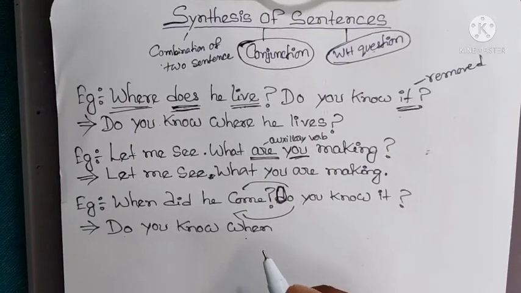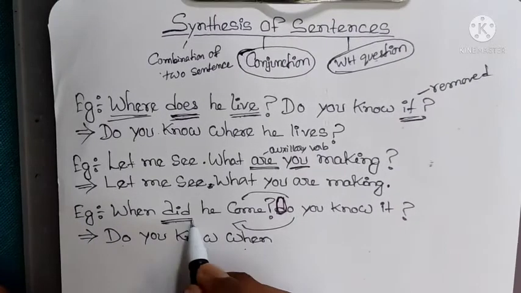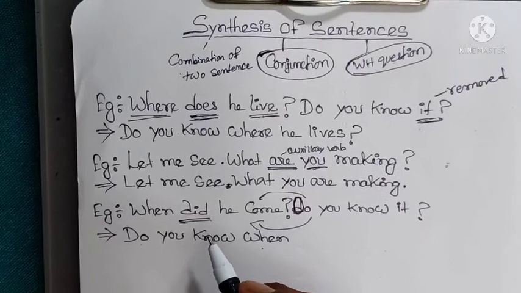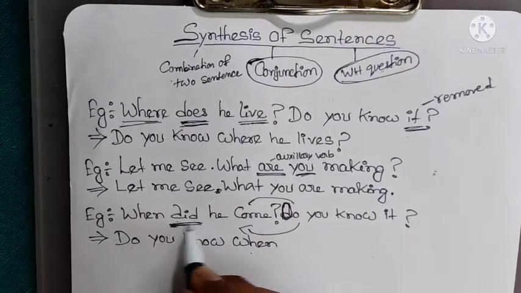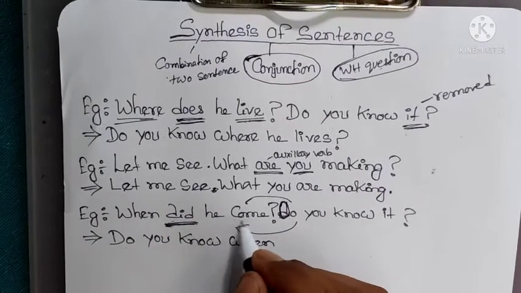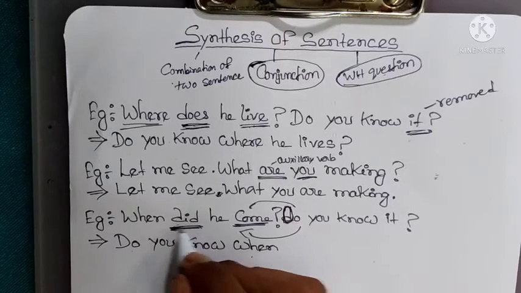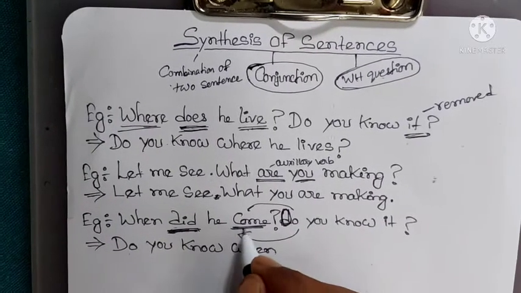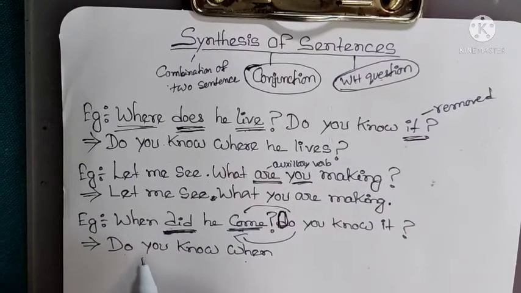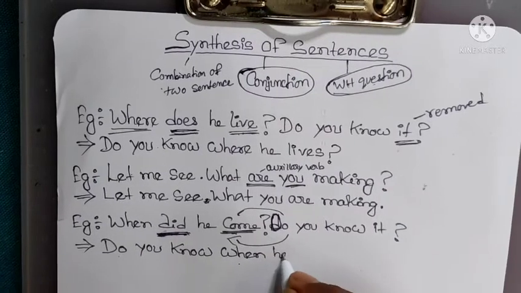So here is another rule you have to remember. If there is "did" in the WH question, then we should remove it. We should remove the "did" and make the verb past form. Come is the verb here. So the answer will be, "Do you know when he come?"